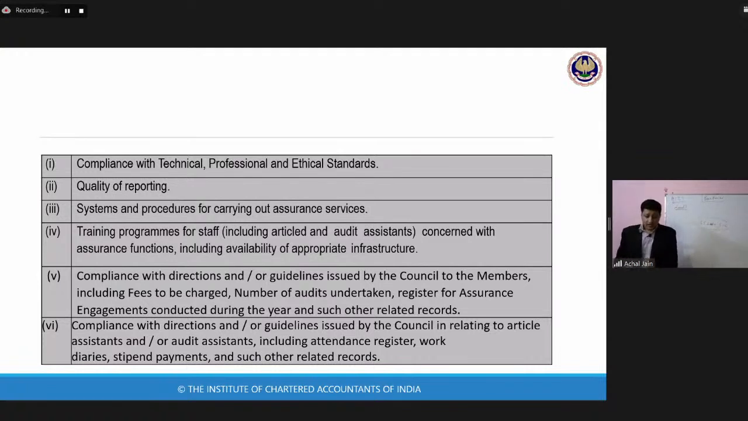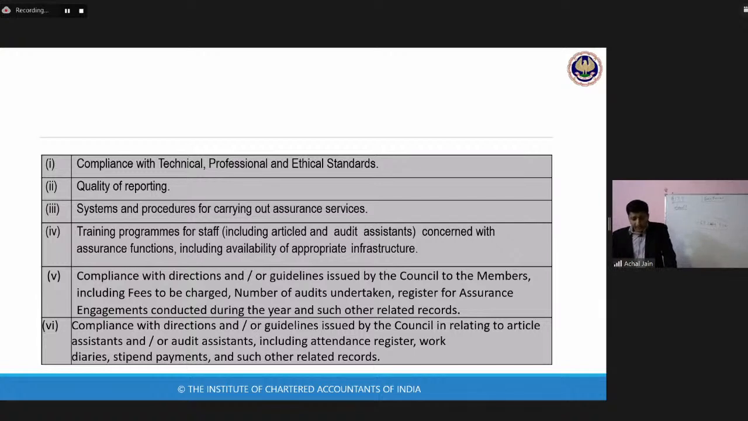Now we are saying if there is any parent, subsidiary, associate or JV of any of these entities, then the statutory auditor of those entities will also become level 1 practicing unit. Clear? Number two is about level 2 practice unit.